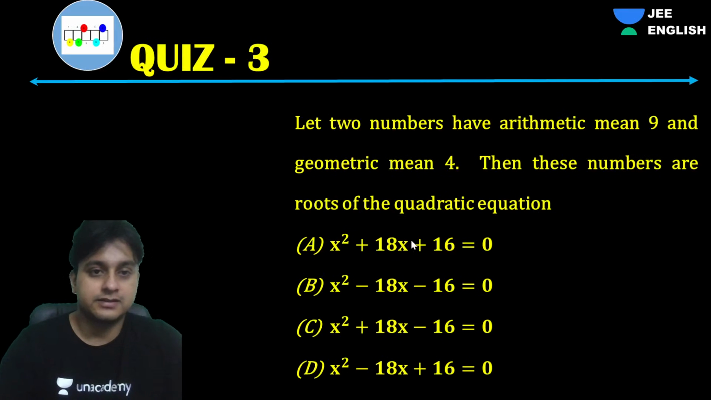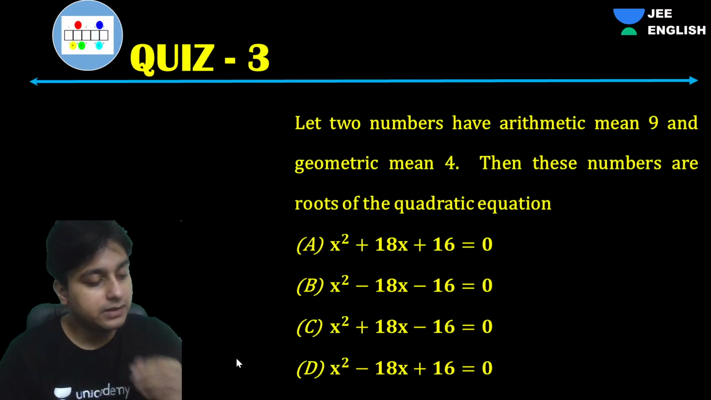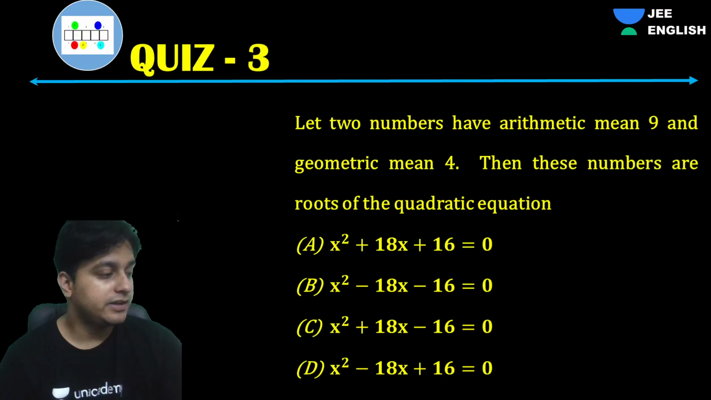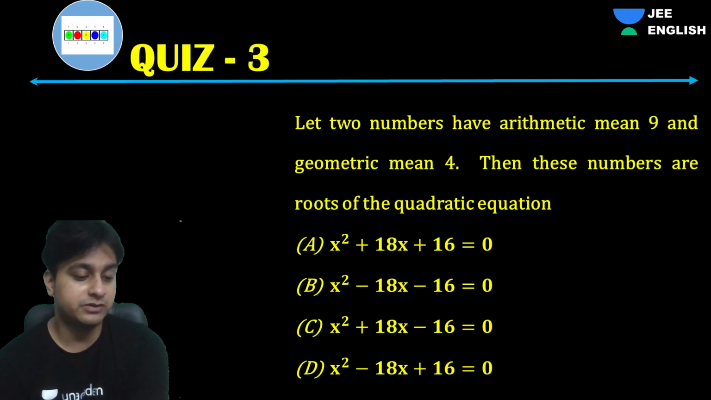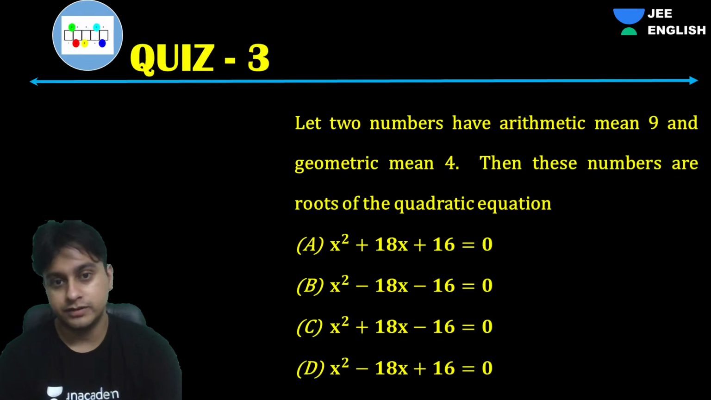Next. Yes. Okay, guys. Next, this one. So we have been given that for two numbers, AM is 9 and GM is 4. So we need to get the quadratic equation whose roots are these numbers. These are the roots of which quadratic equation?